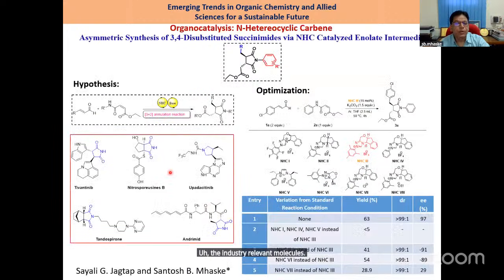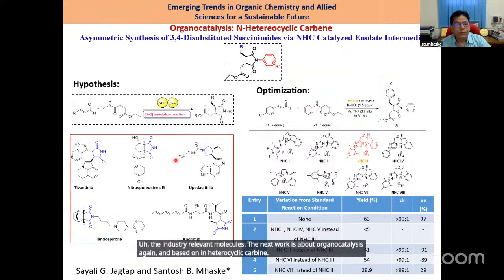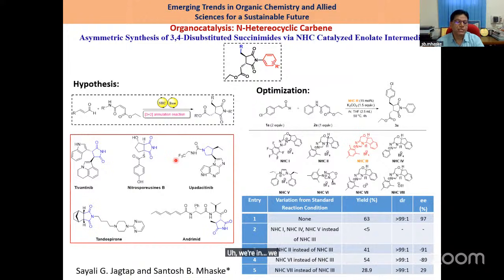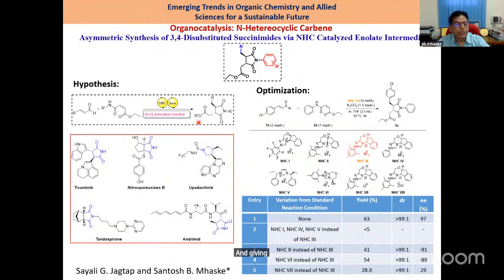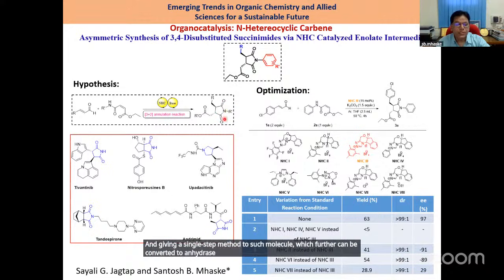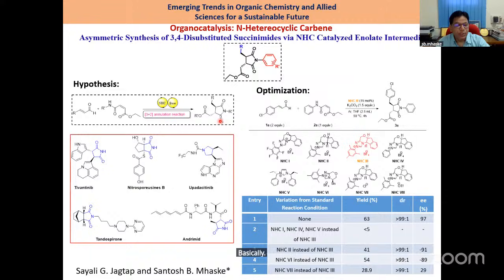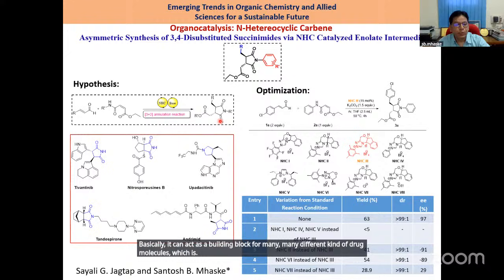The next work is about organocatalysis again, based on N-heterocyclic carbene, wherein we hypothesize that we can do an asymmetric synthesis of succinimides, which are very commonly observed in natural products as well as drug molecules. It gives a single-step method to such molecules, which can further be converted to anhydrides or diacids, and can act as a building block for many different kinds of drug molecules, which is well reported in the literature.